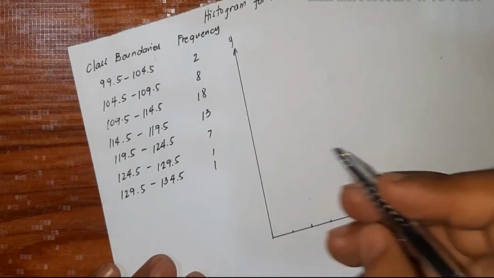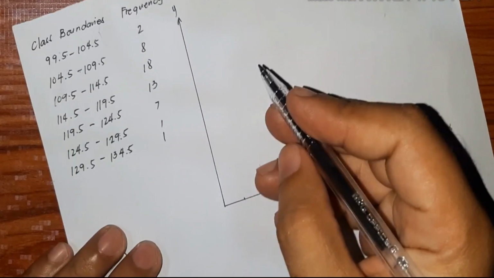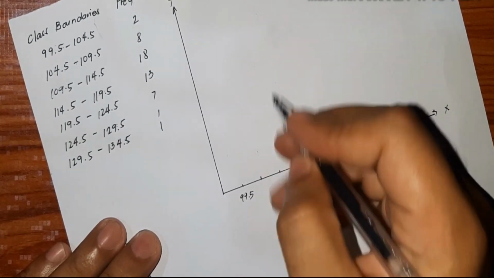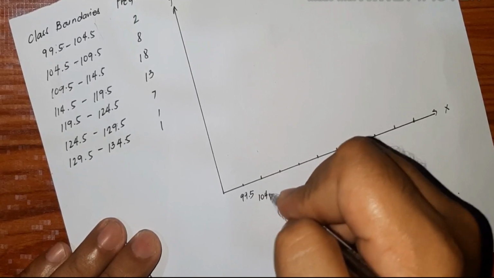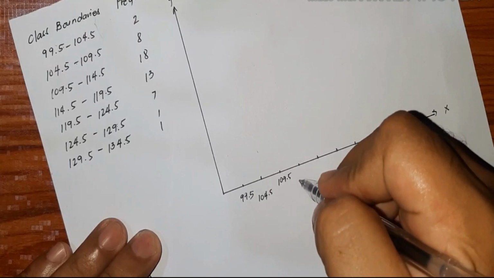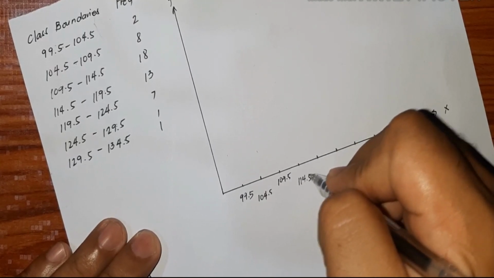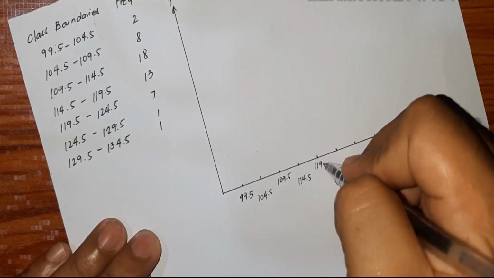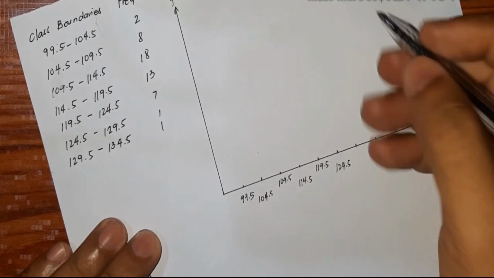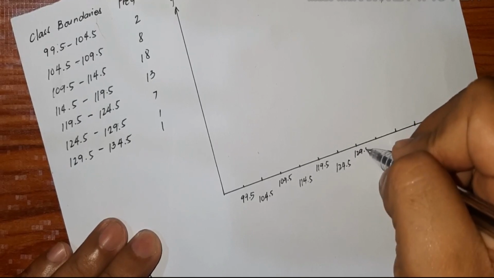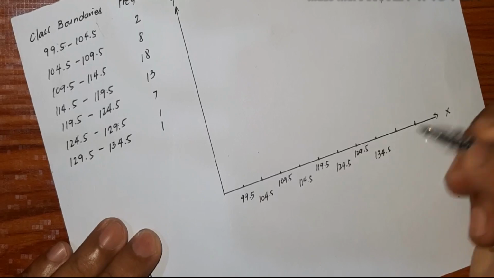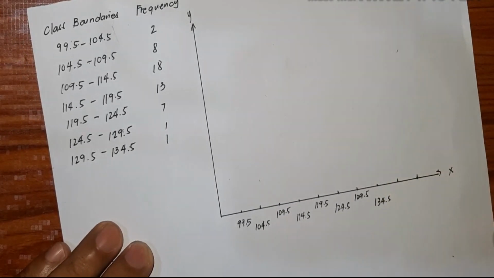Let us label. This is 99.5. Next is 104.5, 109.5, 114.5, 119.5, then 124.5, 129.5, then we have 134.5. This is only the extension.